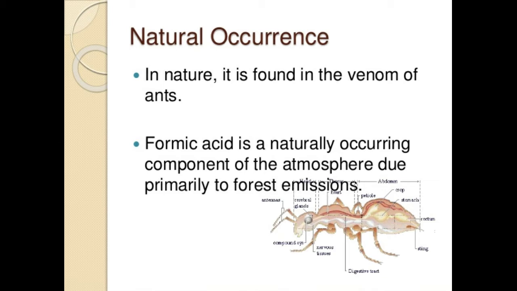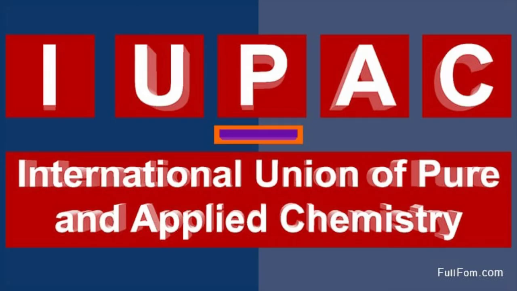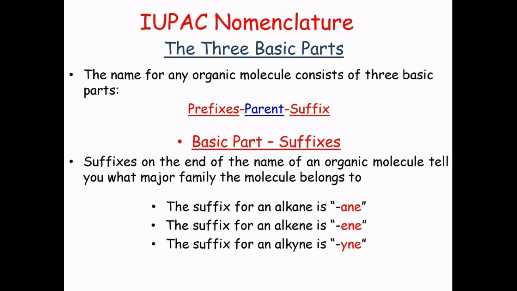Later, organic compounds were synthesized from sources other than natural sources. So scientists framed a systematic method for naming organic compounds based on their structures. Hence, a set of rules was formulated by IUPAC, that is the International Union of Pure and Applied Chemistry, for the nomenclature of chemical compounds.